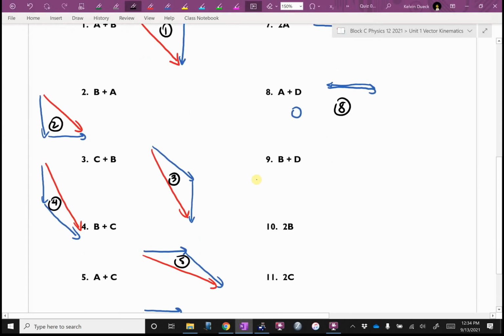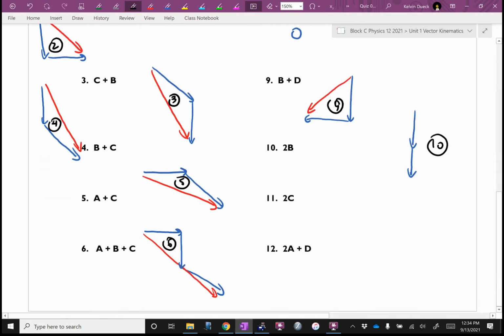B plus D. I said, okay, B plus D. Oh, I guess like that. 2B. I said, okay, 1B, 2B. And if you traced over it with a resultant, that's fine. Yep. I'm okay. 2C. Yeah, if you just drew one big line, I'm good with that.